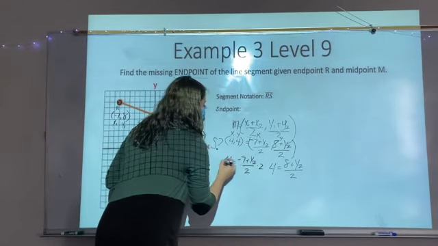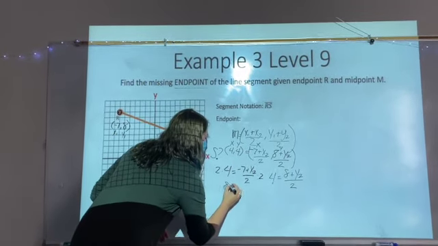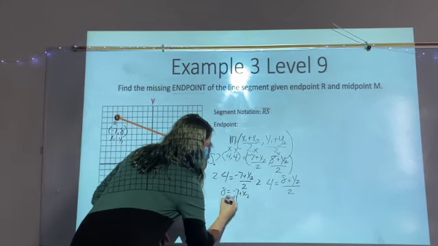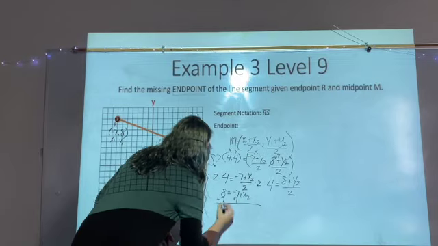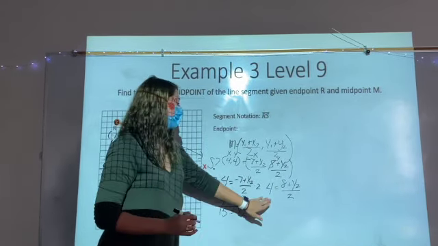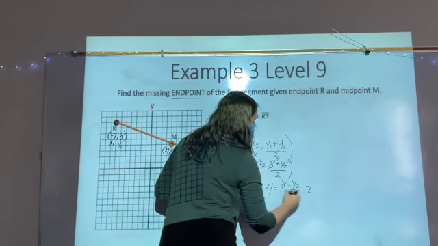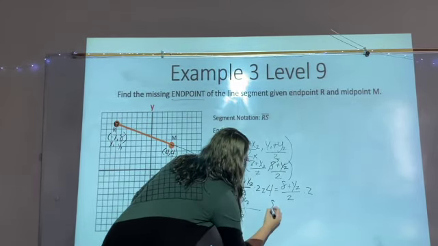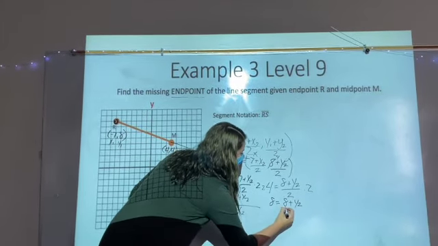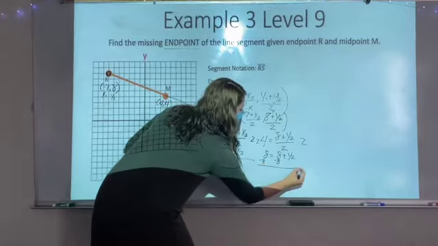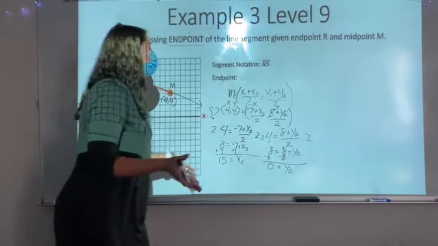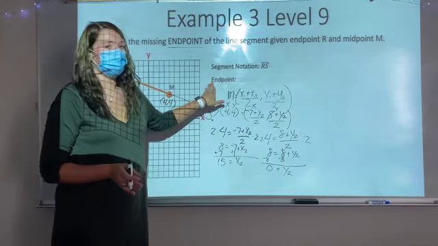So I'm going to multiply by 2 on both sides. I'm going to add 7. I'm going to end up with 15 equals x2. And over here, if I multiply by 2, 8 equals 8 plus y2. Subtract 8 from both sides. 0 equals y2. So the last thing I want to do is write my endpoint.